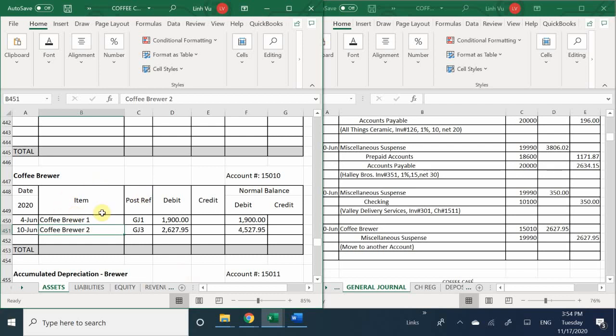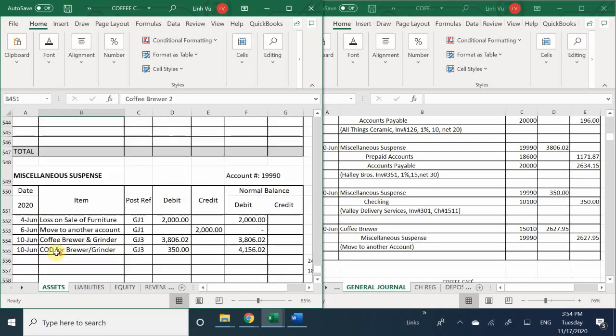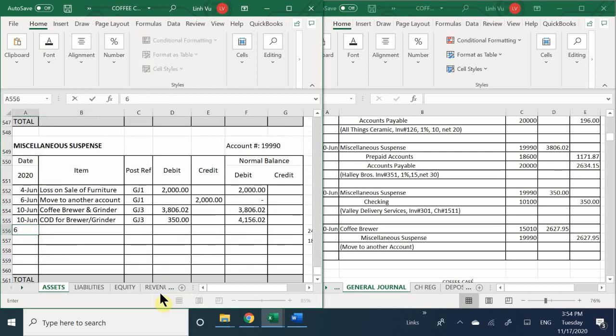So good. Now that I have my coffee brewer number 1 and coffee brewer number 2, I've increased my coffee brewer account by $2,627.95. Now I can remove that from my miscellaneous expense. So here, June 10, I'm going to indicate remove coffee brewer. General journal number 3, and we're going to credit the account by a grand total of $2,627.95.